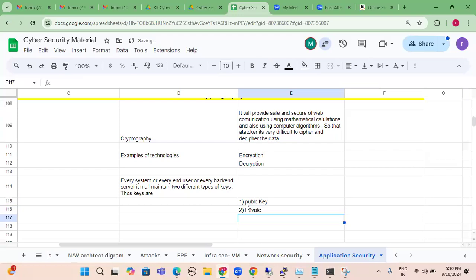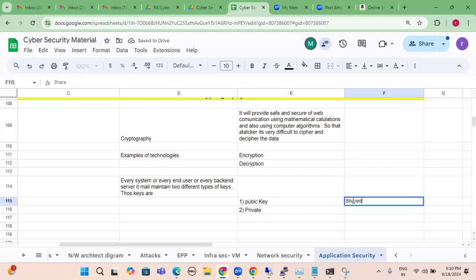The public key we can share. This is also called the shared key. And the private key we can also call the secret key, because we have to keep it with ourselves. We should not share it with other people. Even in our client machine, we can use this public and private key. Even the backend server also maintains a public and private key.